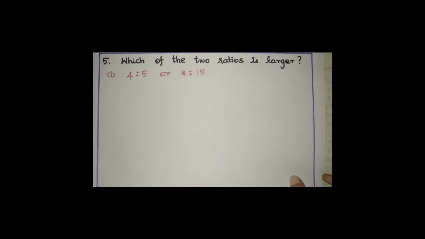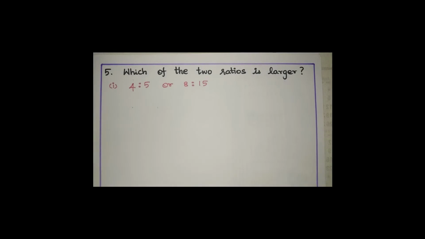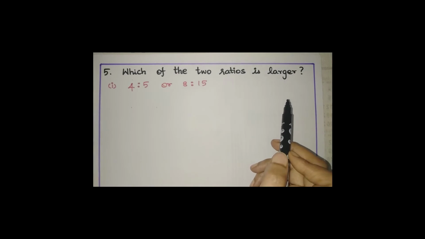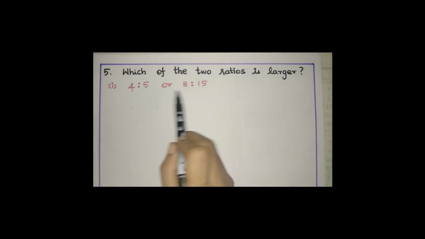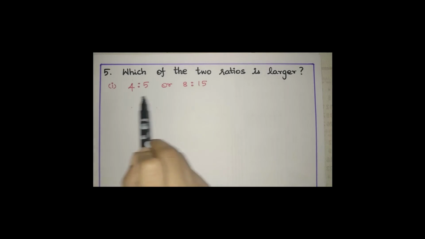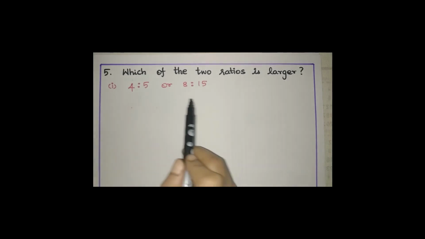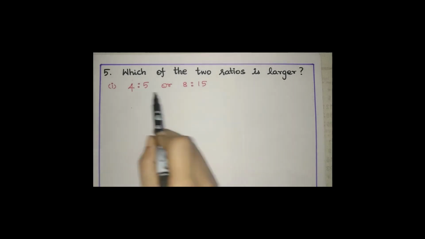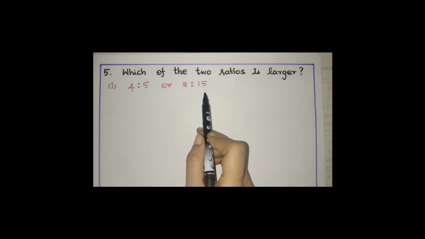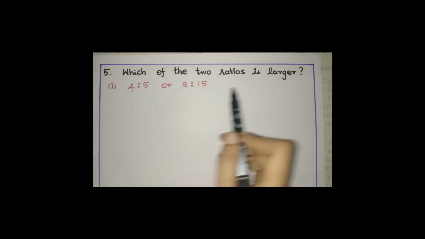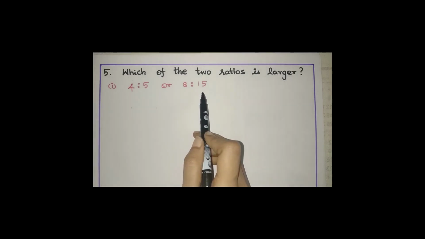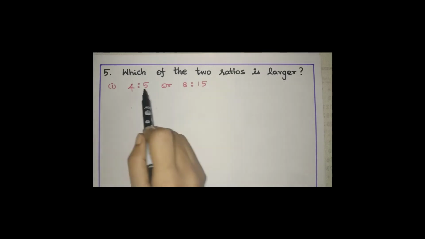Same exercise, problem number 5. You have to find which of the two ratios is larger. So here they are given two ratios. You have to find which one is larger and which one is smaller. For this, you have to find equivalent ratios until you get the same denominator. Is it clear? I am repeating. To check which one is larger, you have to find the equivalent ratios until you get the same denominators.